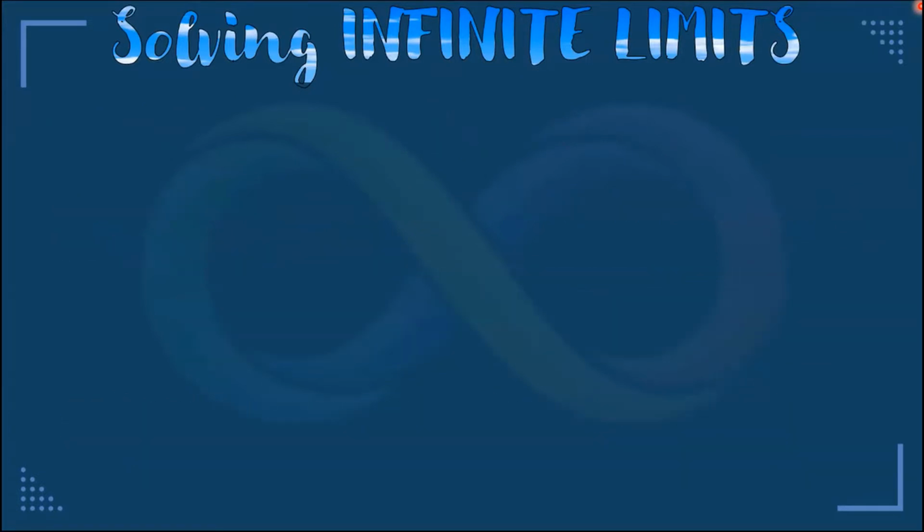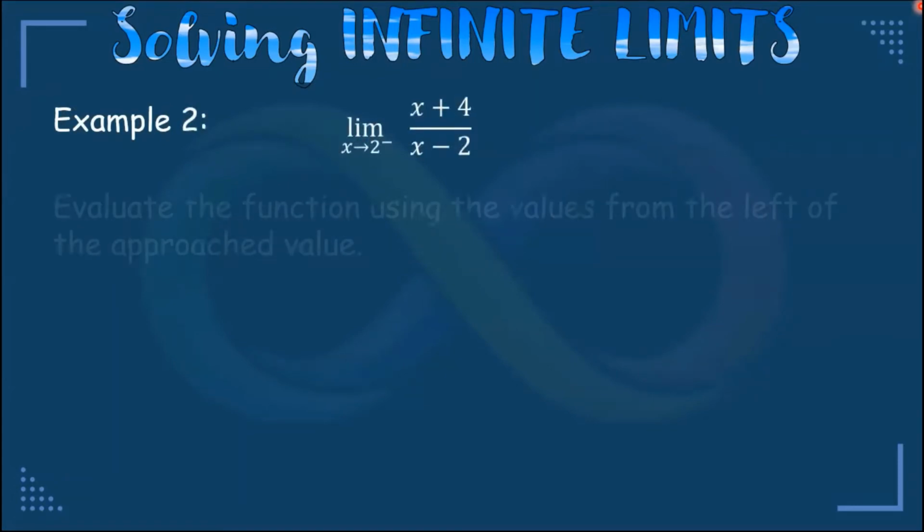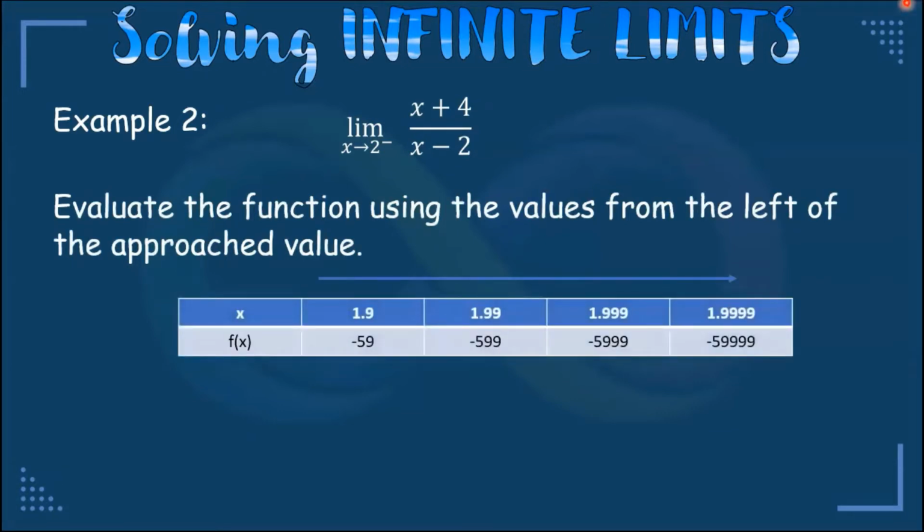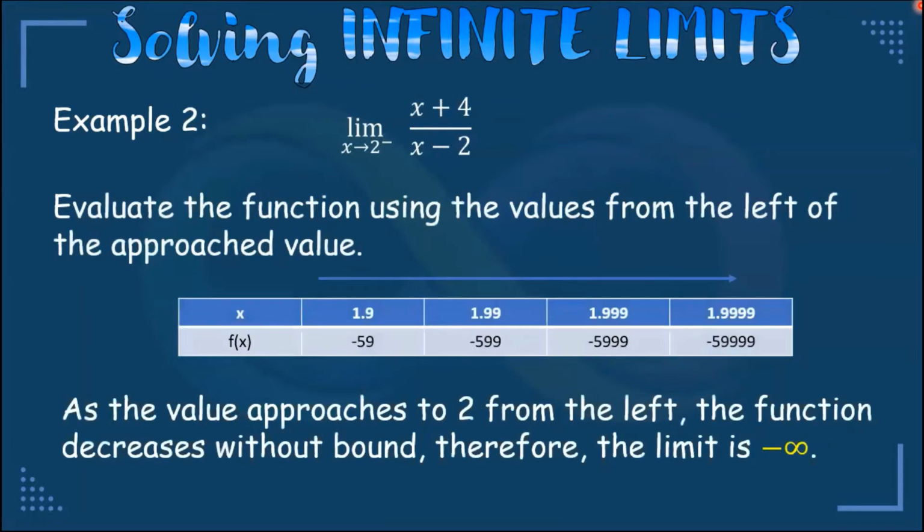Let's have the second example. Limit of the function as x approaches 2 from the left. To evaluate the function, we will use the values from the left of the approach value. Solve the value of the function by substitution and compare the trend from left to right. Based on the presentation, the value of the function decreases, therefore the limit of the function is negative infinity.